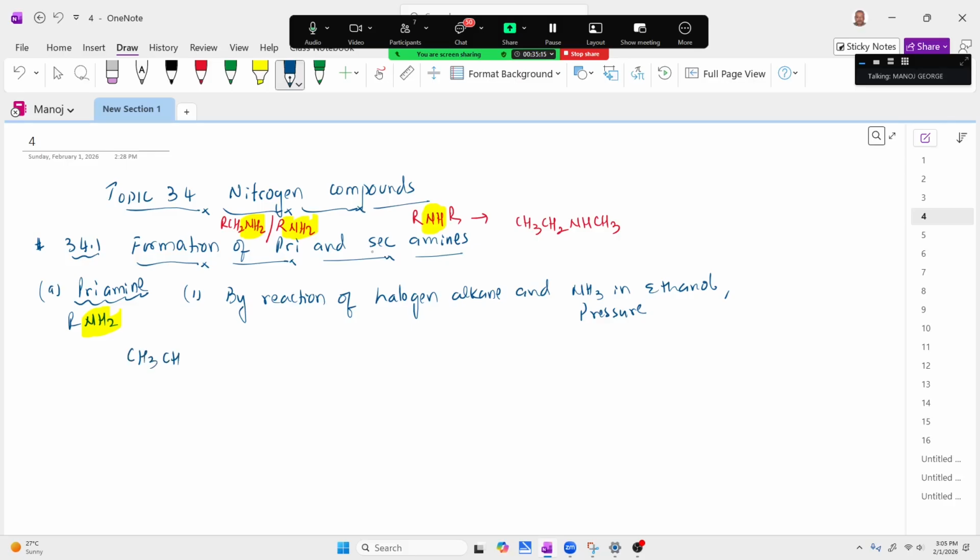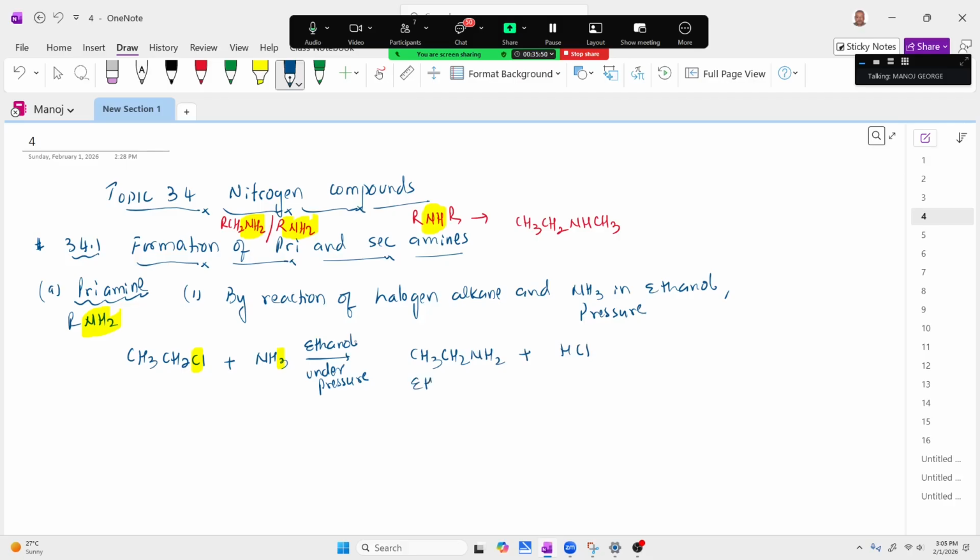CH3CH2Cl, very simple reaction. Reaction with ammonia. Remember, it has to be dissolved in ethanol and it must be under pressure. So what happens now is that one of the hydrogens is going to go, the Cl is going to go. So what we get is CH3CH2 and the NH2 comes in here, and HCl comes in here. Very simple, nice and easy.